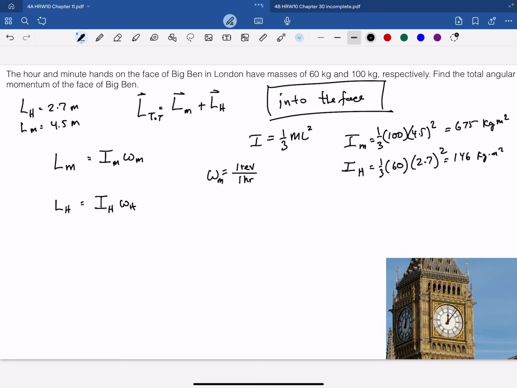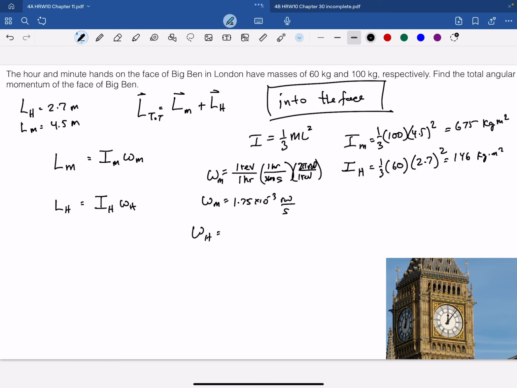Okay, so that's an angular speed. Do I need to convert it? Yeah, it's not in standard units. What's the standard unit for angular speed? Radians per second, isn't it? So I've got to take this and go, for every 1 hour, there are 3,600 seconds, and for every 1 revolution, there are 2 pi radians. And I'll get my angular speed of my minute hand to be 1.75 times 10 to the minus 3 radians per second.